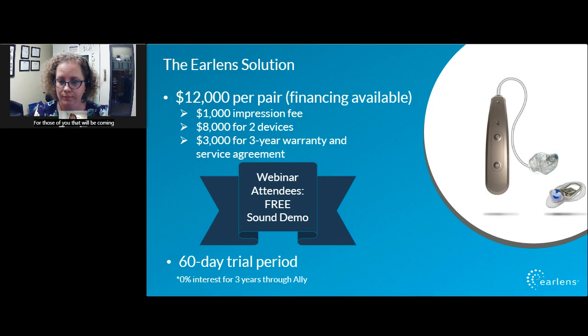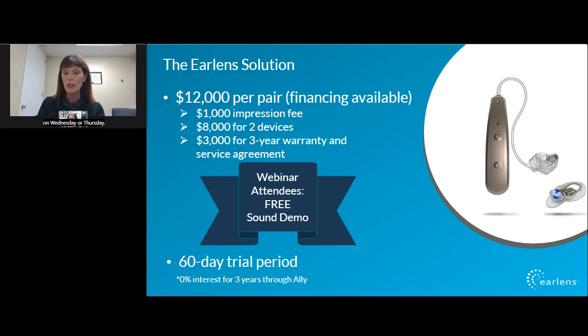For those of you that will be coming in for the sound demonstration on Wednesday or Thursday, you'll have an opportunity to see this whole system and take a look at it and touch it and feel it. I think one of the unique aspects of it is that there are several custom parts to it, which include that ear tip that goes in your ear canal, as well as the lens, which is custom.